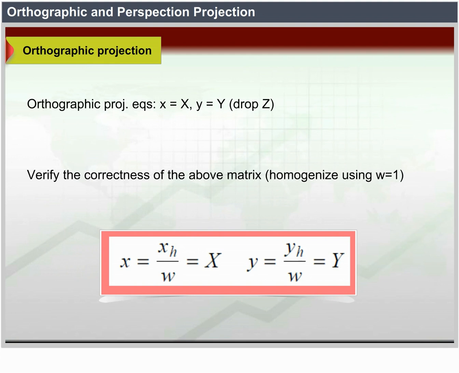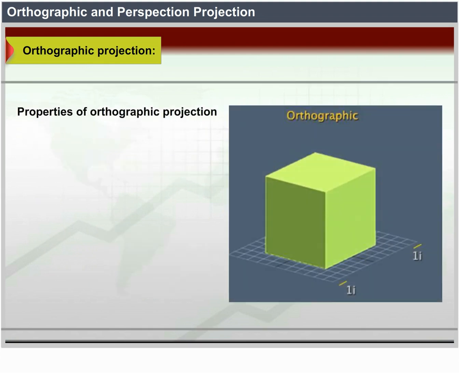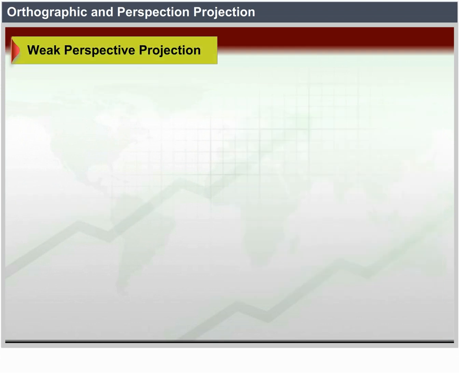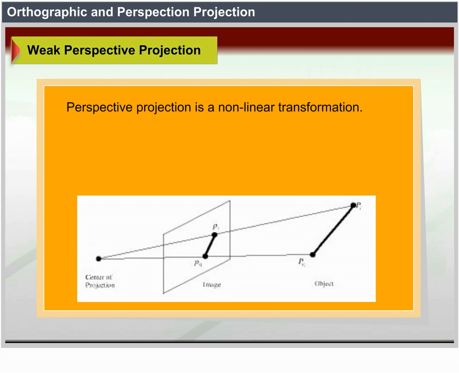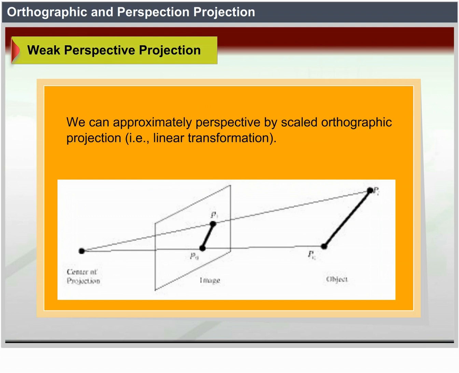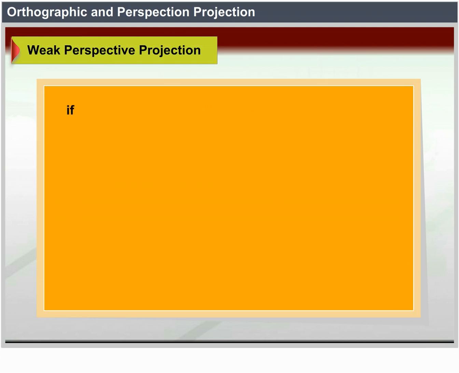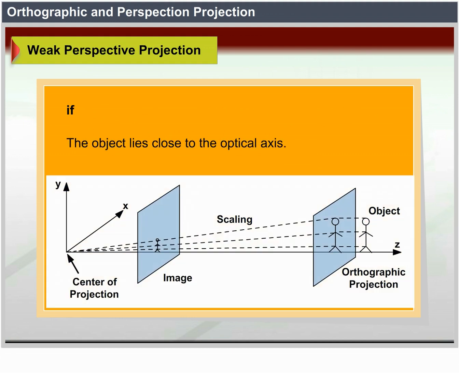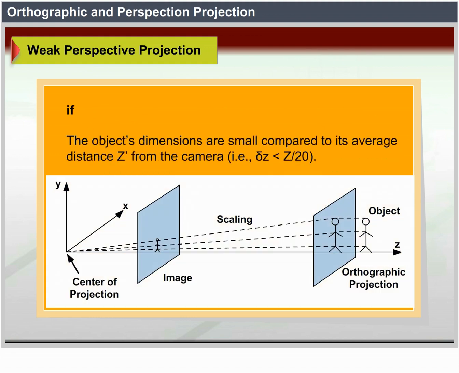Properties of orthographic projection. Parallel lines project to parallel lines. Size does not change with distance from the camera. Weak perspective projection. Perspective projection is a nonlinear transformation. We can approximate perspective by scaled orthographic projection, that is, a linear transformation, if the object lies close to the optical axis and the object's dimensions are small compared to its average distance z bar from the camera, that is, delta z is less than capital Z by 20.